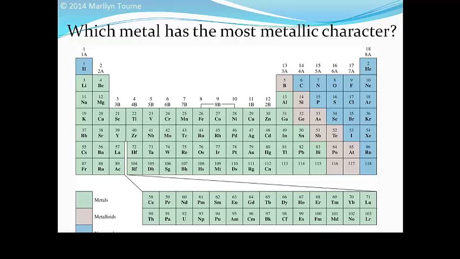Hi everyone, so this is chapter 2 video part 3, and we discussed a little bit about the periodic table in the last video, and I wanted to just ask you a quick question to make sure that you guys are understanding the big picture here. So the question is, which metal has the most metallic character? Now, we learned that most of the periodic table is composed of metals, but just out of logic, which metal do you think has the most metallic character?